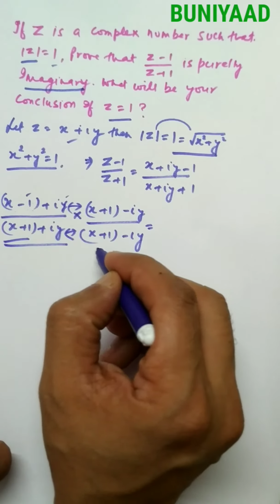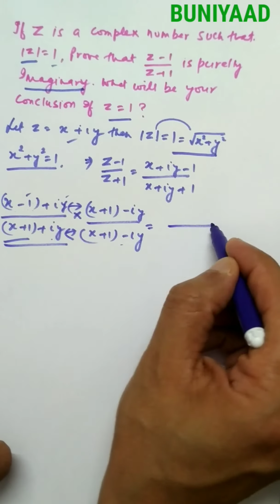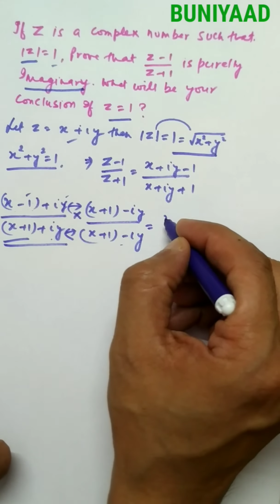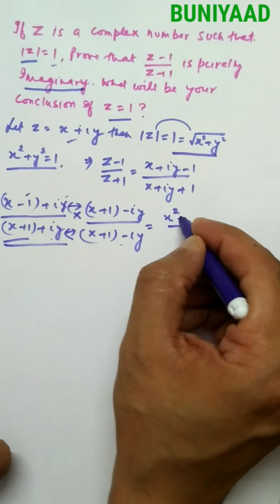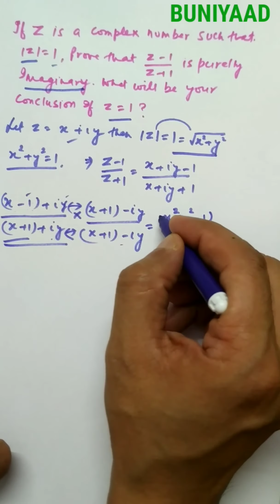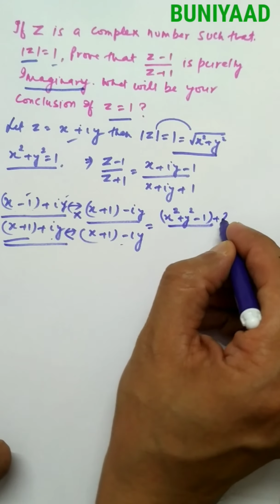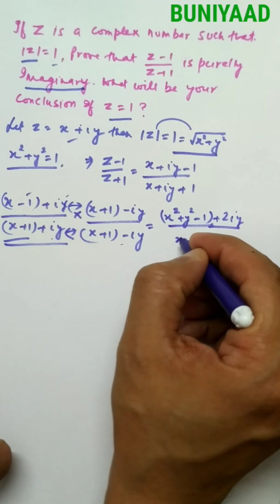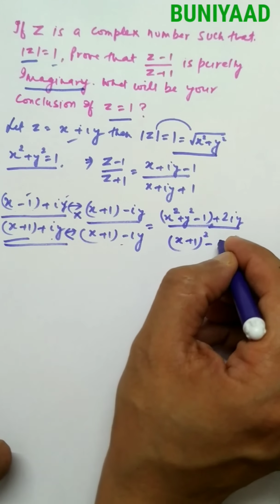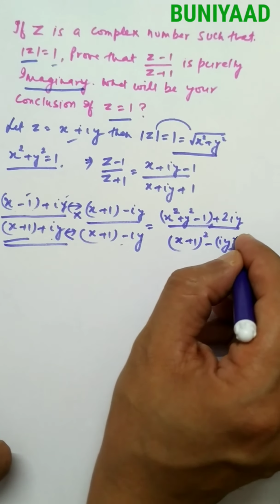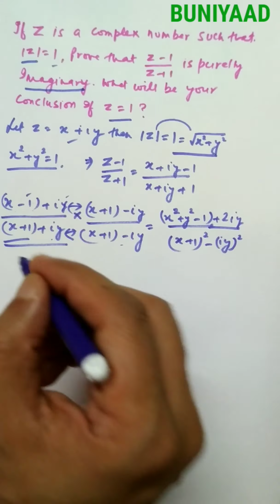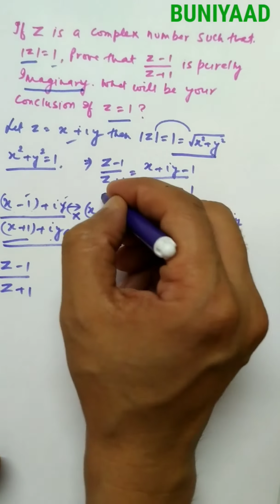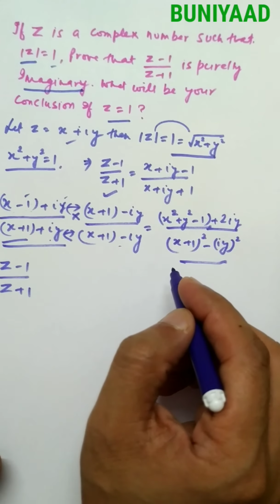In the denominator, the formula is (a + b)(a − b). On simplification of these two, you can easily multiply, and after multiplication it is (x² + y² − 1 + 2iy) upon a² − b². So now what is the condition? We solved (z − 1)/(z + 1) till here.